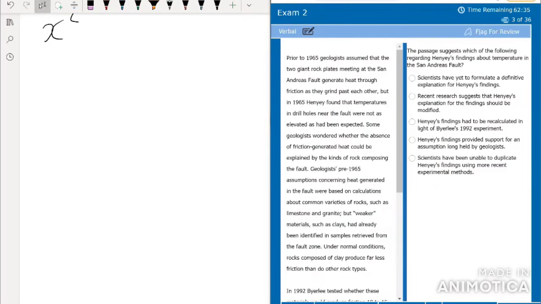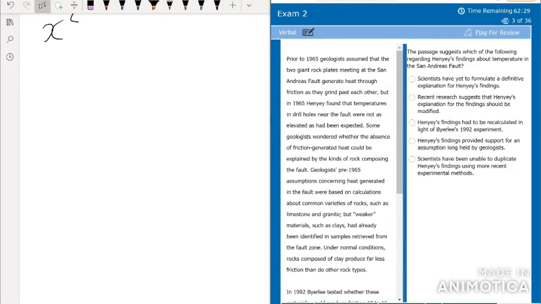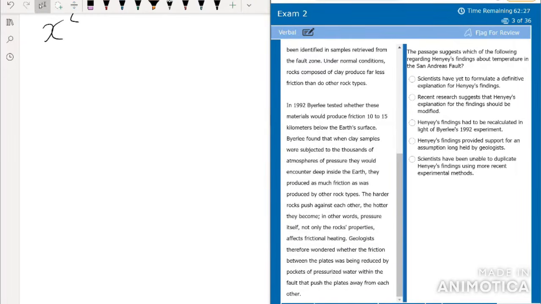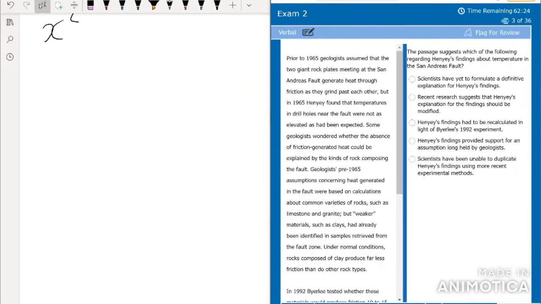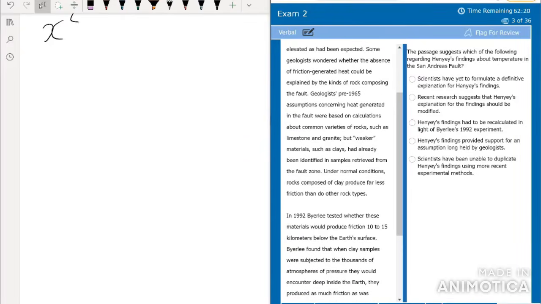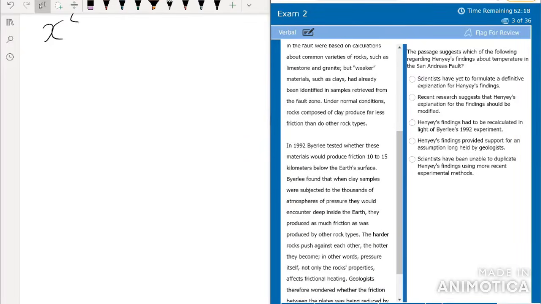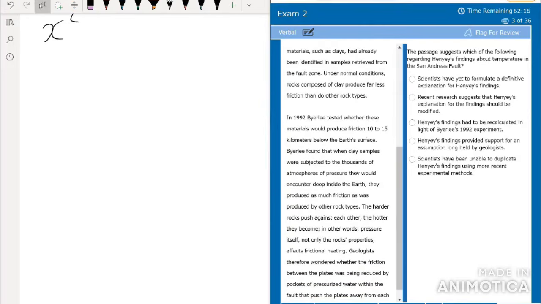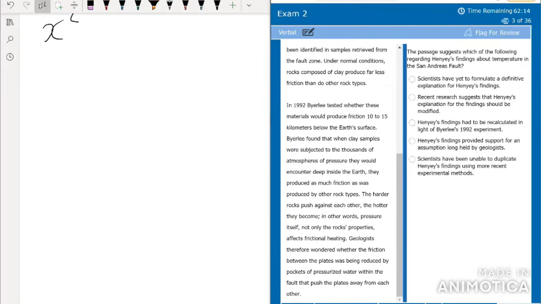Which of the following regarding Henry's finding about temperatures? Well, A is looking pretty good. Henry didn't actually suggest this explanation in this. They weren't recalculated. They certainly didn't provide support for anything. And they say nothing about root, so A is good.